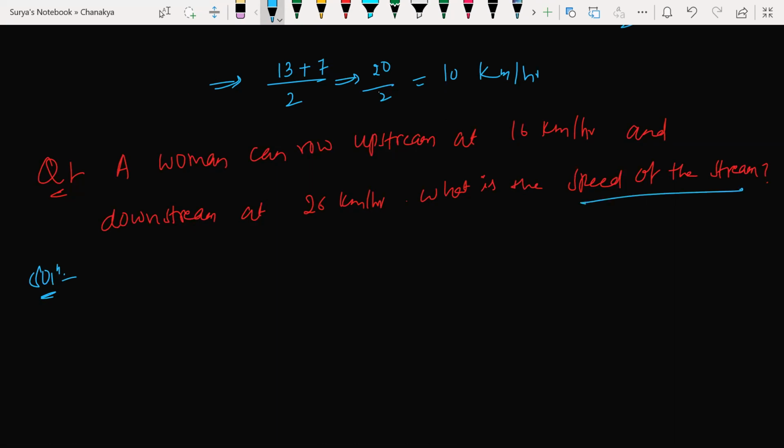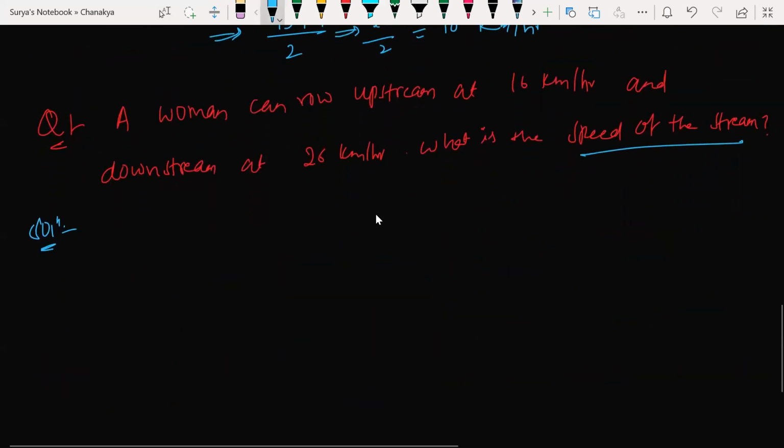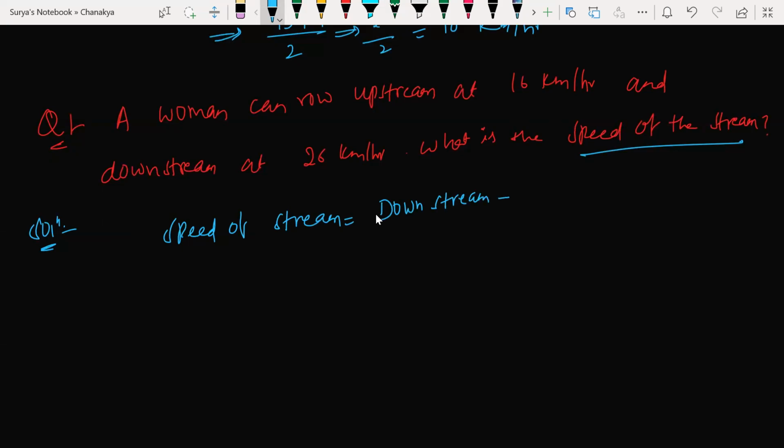The previous question was the speed of the boat in still water. Same thing, same formula. Half of downstream minus upstream. Speed of stream is equal to half of downstream speed minus upstream speed. Sir, is the answer 5 kilometers per hour? Exactly. Downstream speed is 26 minus 16, by 2.